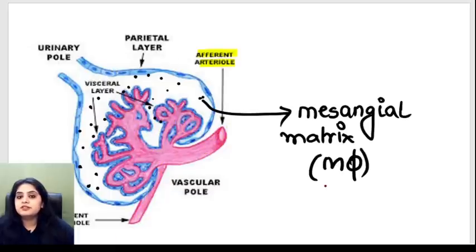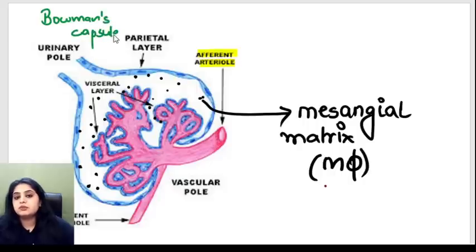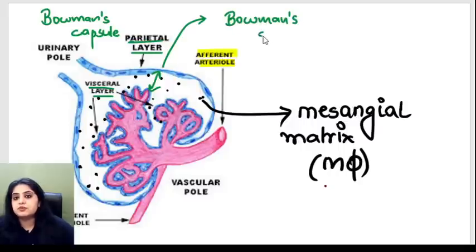What about the Bowman's capsule? I have a layer which continues. I have an outer layer of the Bowman's capsule, the blue colored one, known as the parietal epithelial layer, and that is continuing on the inside also, and this inside one is known as the visceral epithelial layer. So this is the Bowman's capsule epithelium, the parietal being the outer and visceral being the inner. What's the space between the two? Between the parietal and the visceral, this space is referred to as the Bowman's space.